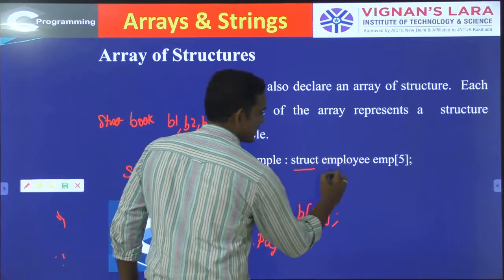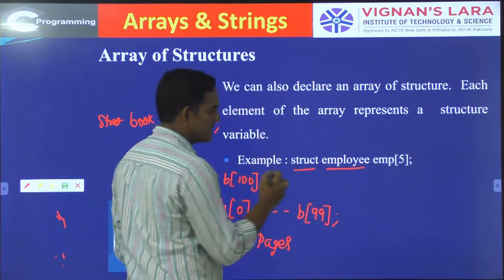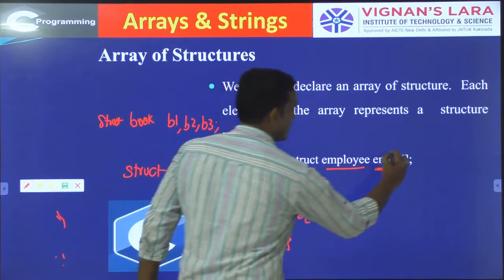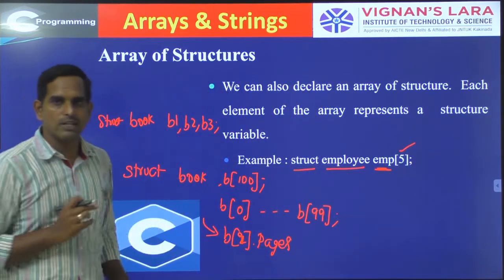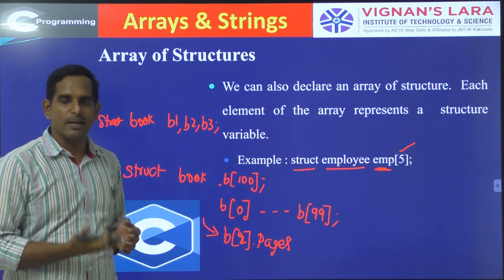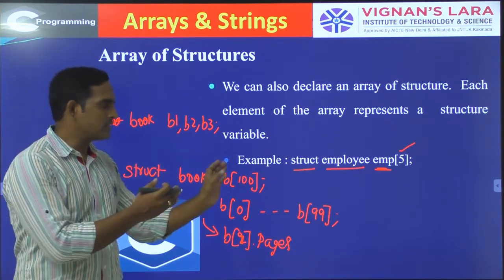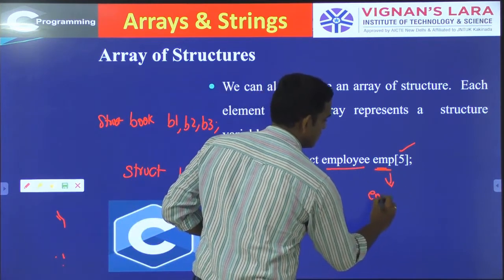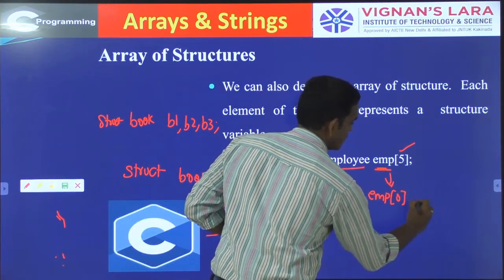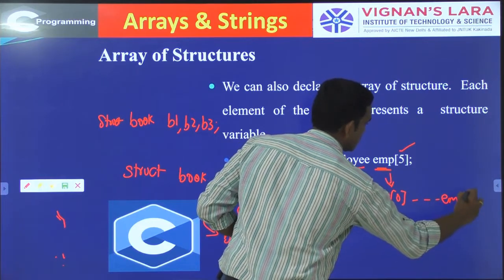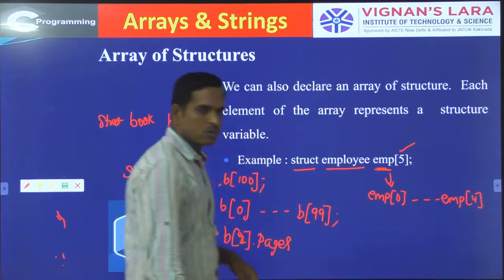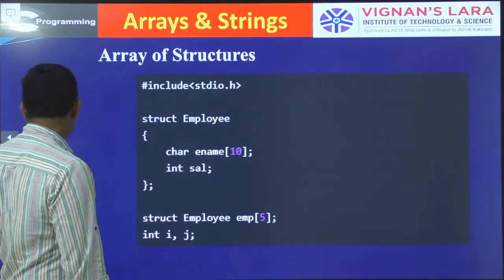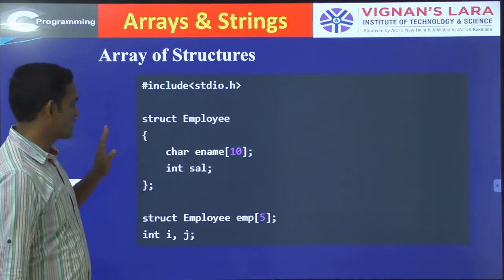In this example, struct employee is the structure here, emp is the name, just like your b here, and I am creating 5 employees here. Each employee will be E0 to E4. That is, the employees which will be created are emp[0] to emp[4]. So those number of employees will be created by using that statement. So this is an example regarding your array of structures.